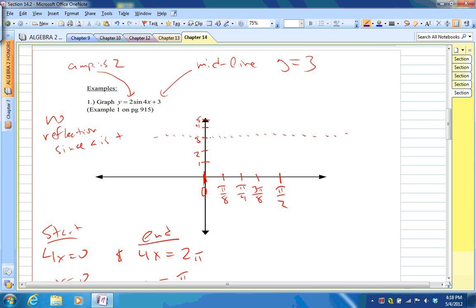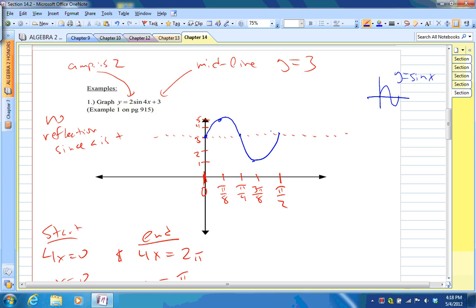So we obviously want to start at the midline for sine, because remember sine looks like this, the most basic sine function. So I'm going to start at 0, 3, plus if we were to plug in 0, you would see that sine of 4 times 0 will be sine of 0, which is 0, 2 times 0 is 0, 0 plus 3 is 3. You got to go up 2, back to the midline, then go down 2 units, and then finally back to the midline. So your graph looks like this.